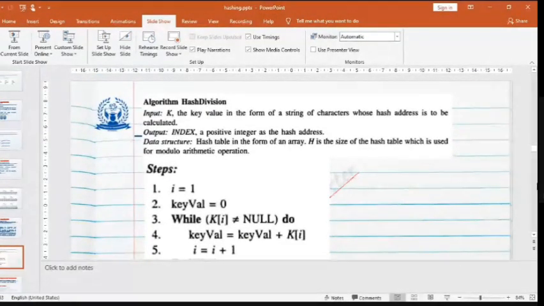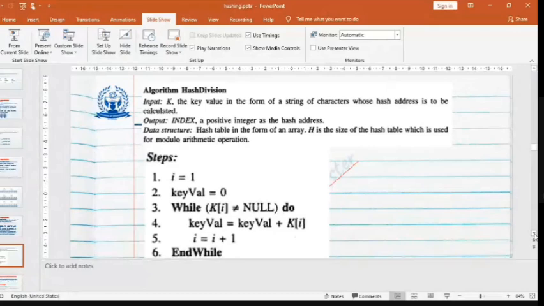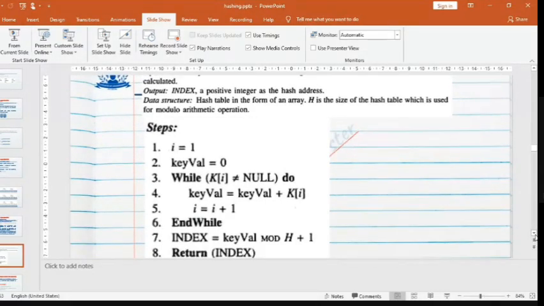Okay, this is the algorithm. Can you view the algorithm? So input is a key value. It will be in the form of a string of characters, and we have to calculate the hash address. So output will be an index, or hash address. Here we are going to use a data structure, hash table. Hash table will be in the form of an array. So first, initially i equals 1 and key value equals 0.